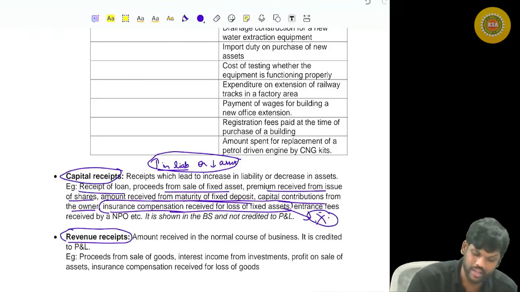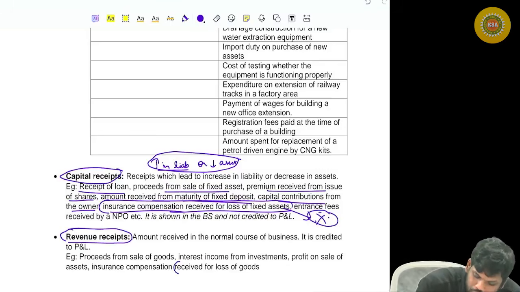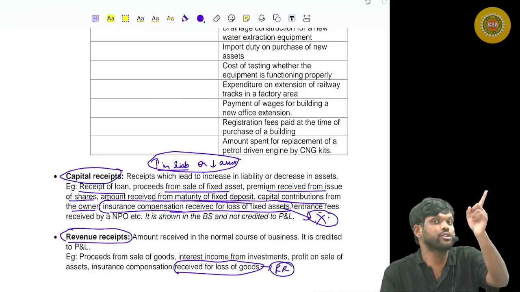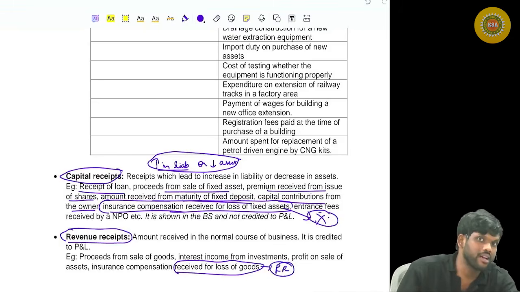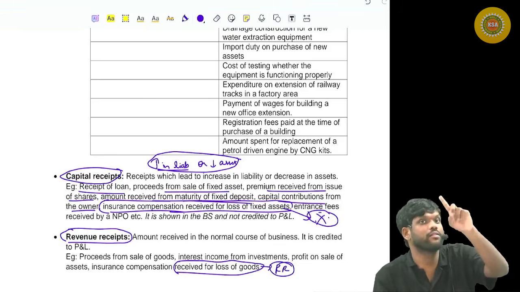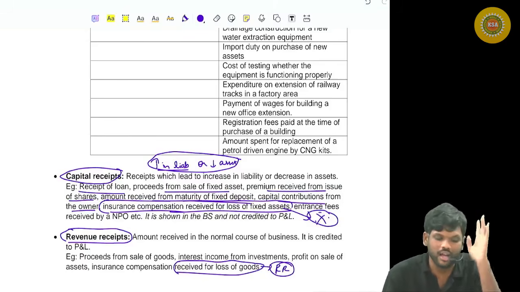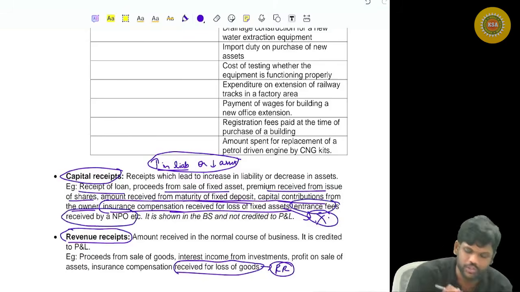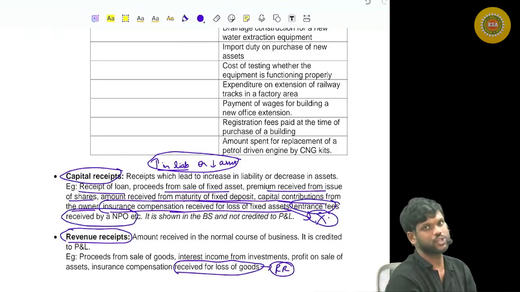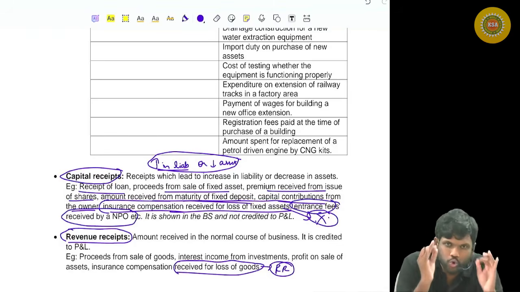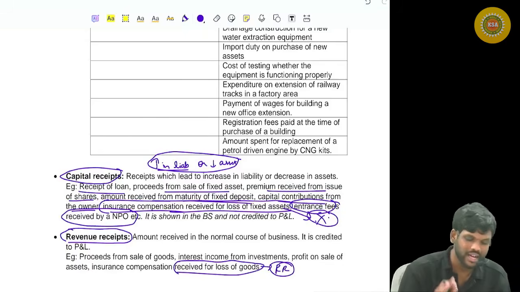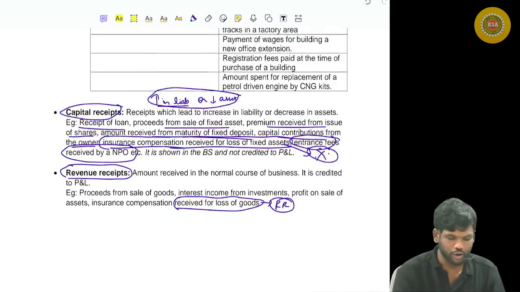But the same insurance compensation received for loss of goods is a revenue receipt. Remember, if insurance compensation is received for loss of fixed assets, it is a capital receipt. If insurance compensation is received for loss of goods, it is a revenue receipt. And also any entrance fees that is received by NPO will also be a capital receipt. So please ensure you go through these examples properly of both capital receipts and revenue receipts. Definitely it will help you in your true or false questions.